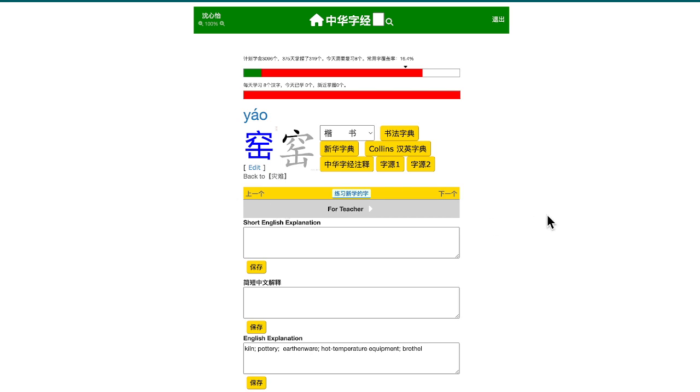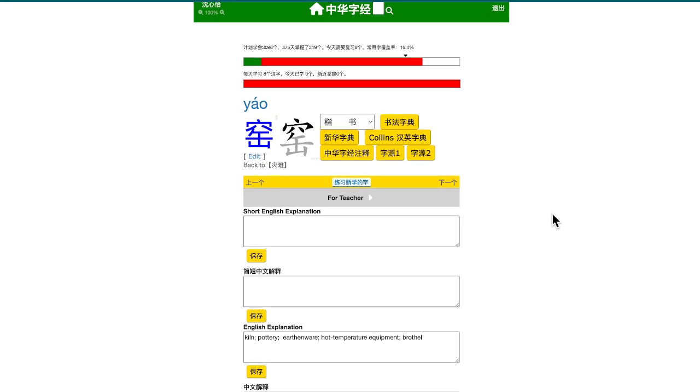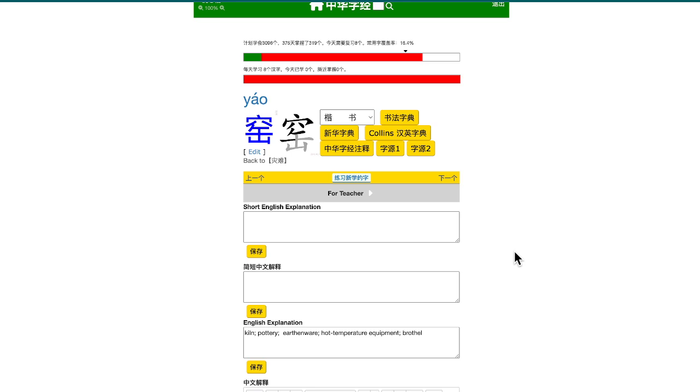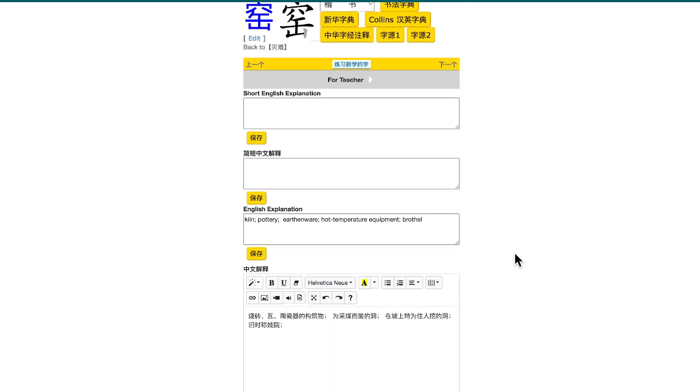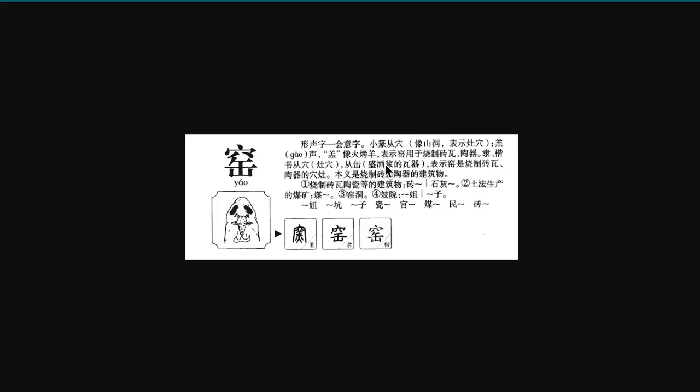Yao. Now yao means these kilns, or for making potteries or ceramics. Okay, with high temperature ovens basically. Okay. Now let's take a look at the characters.